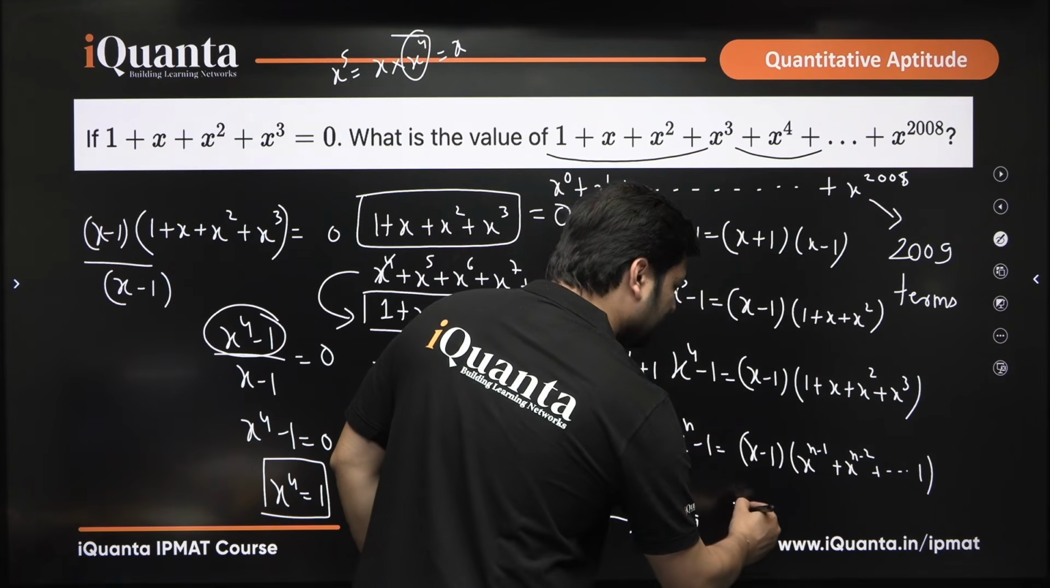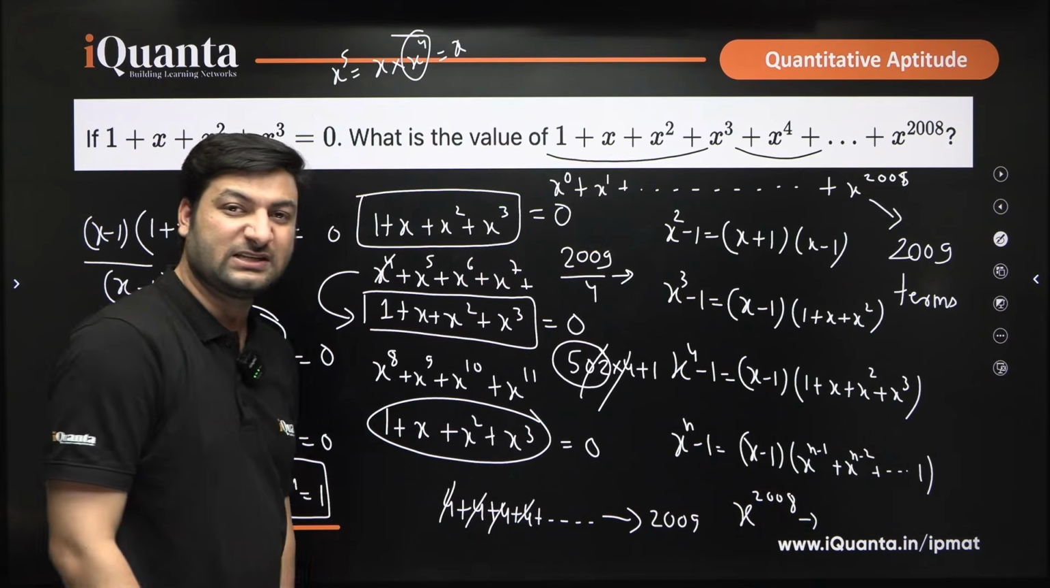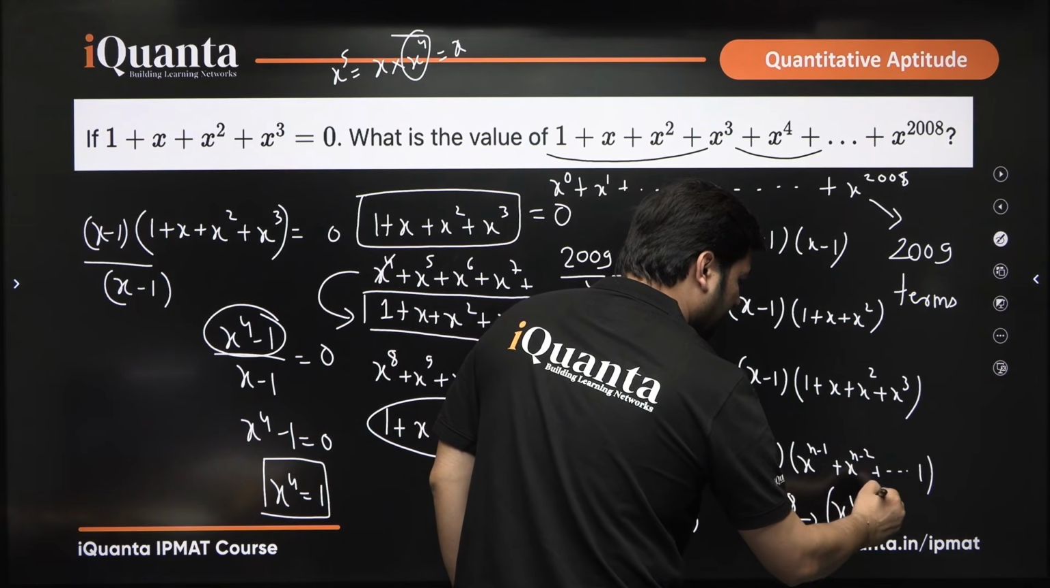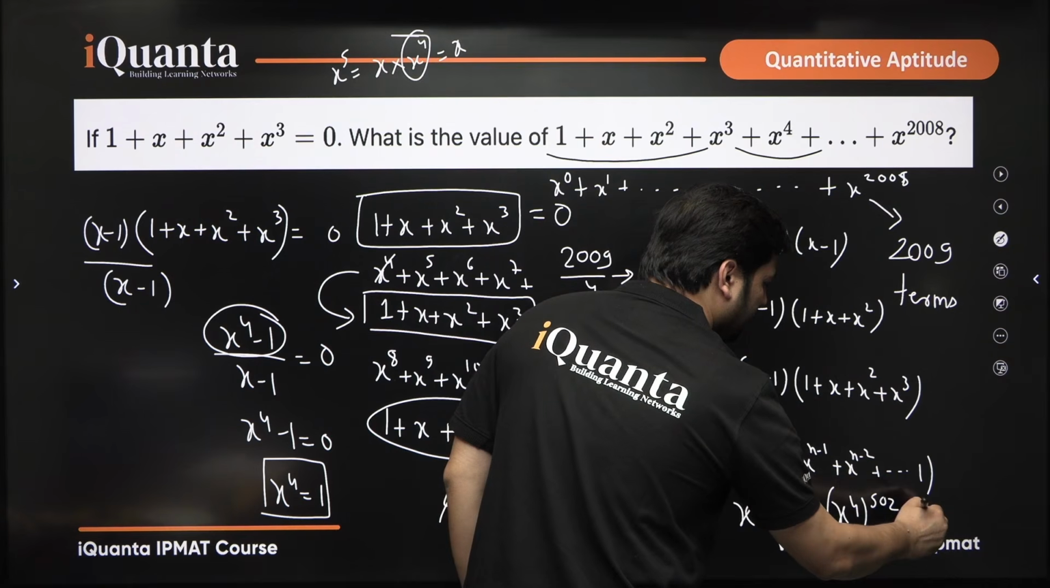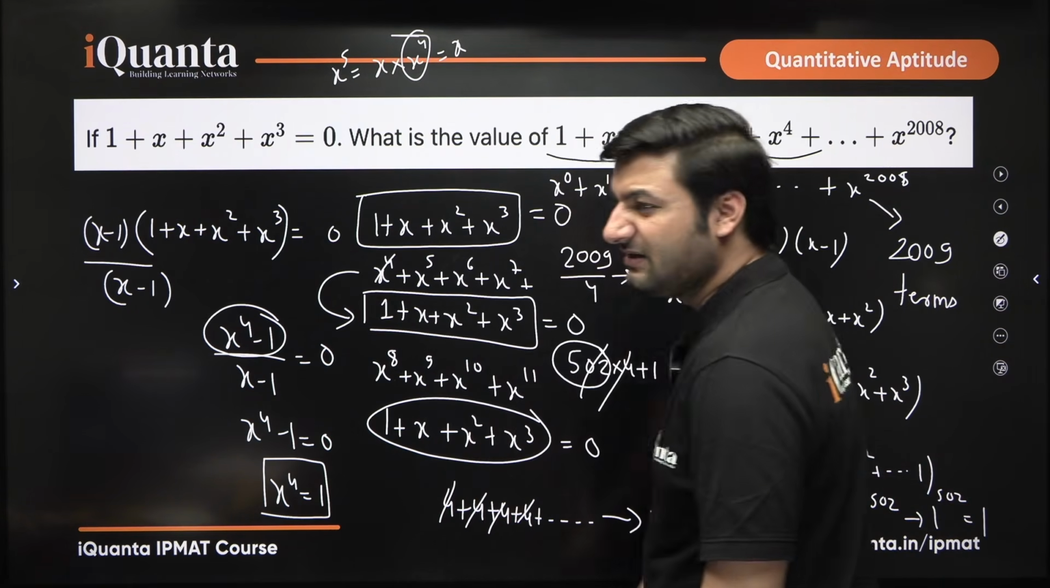So what do you ultimately get? Everything else becomes a 0 except x to the power 2008. What is x to the power 2008? x to the power 2008 can be written as x to the power 4 whole to the power 502. x to the power 4 is 1, 1 to the power 502, ultimately we get 1 as our answer. This is the entire explanation.